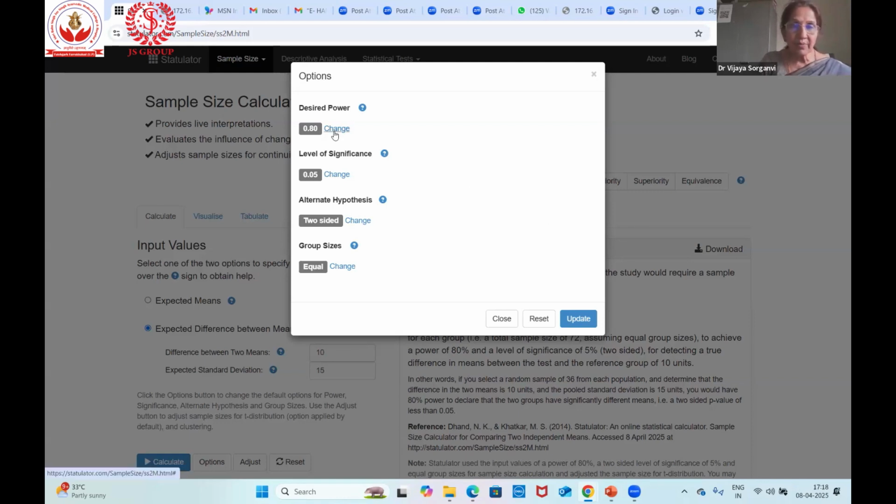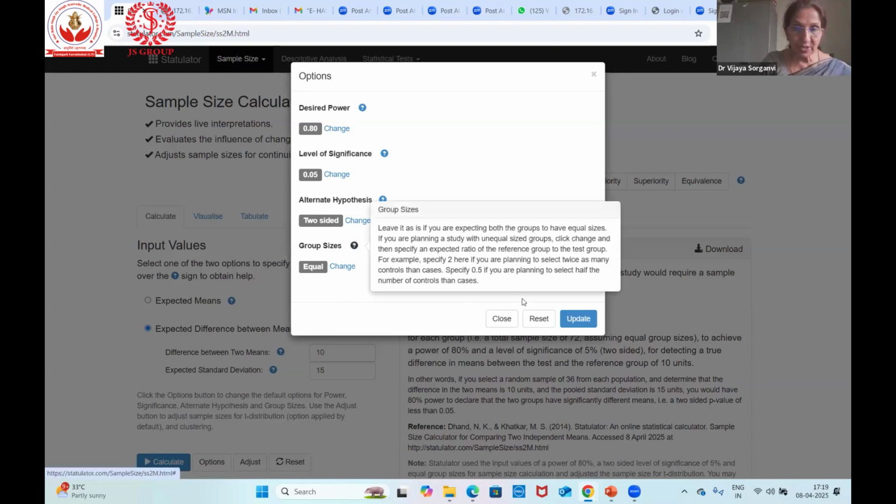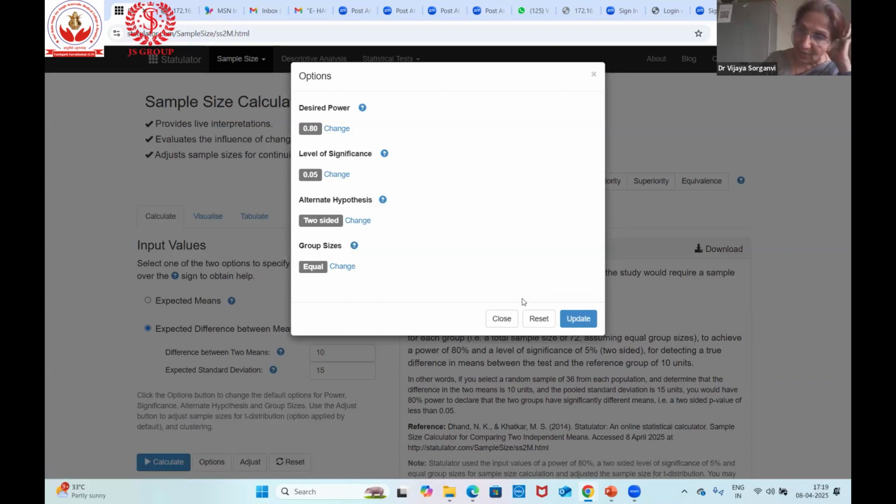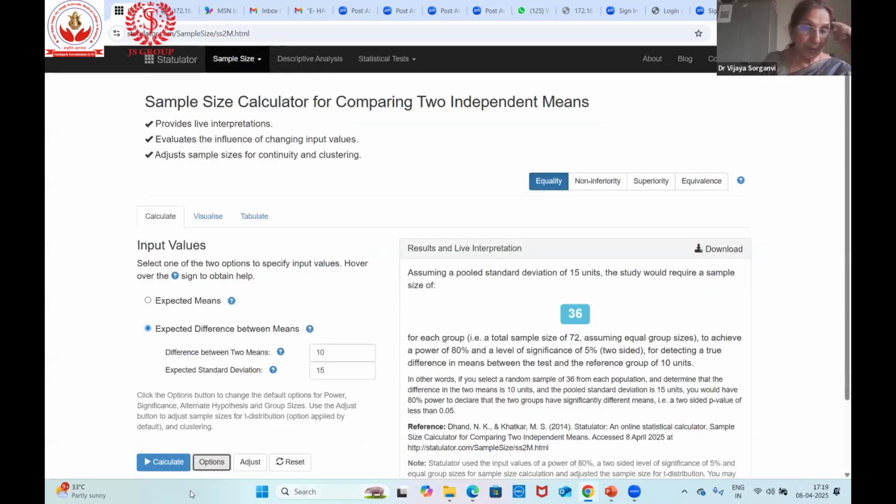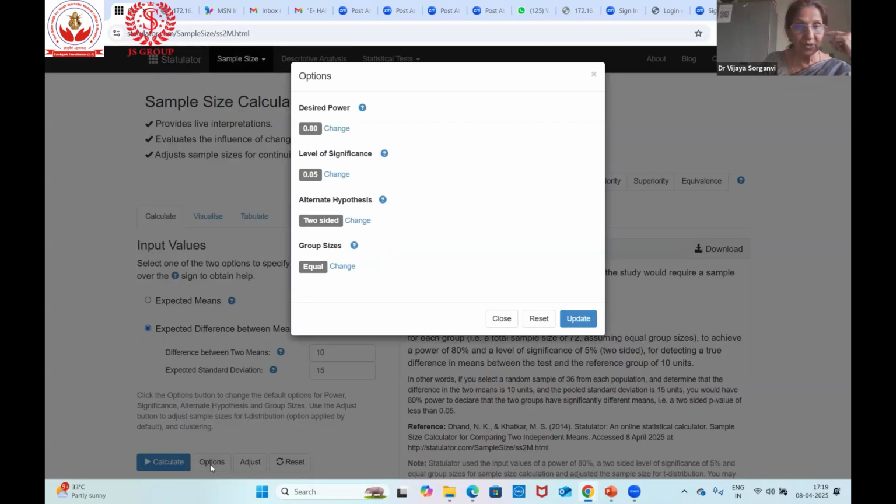Okay, so to decrease the type 2 error, we change the power. And the level of significance also changes. Then you change the alternative hypothesis and group size also. If you want 1:1.5 cases and controls, those options are there here. Finite population, effect size changes, all are there in the options.